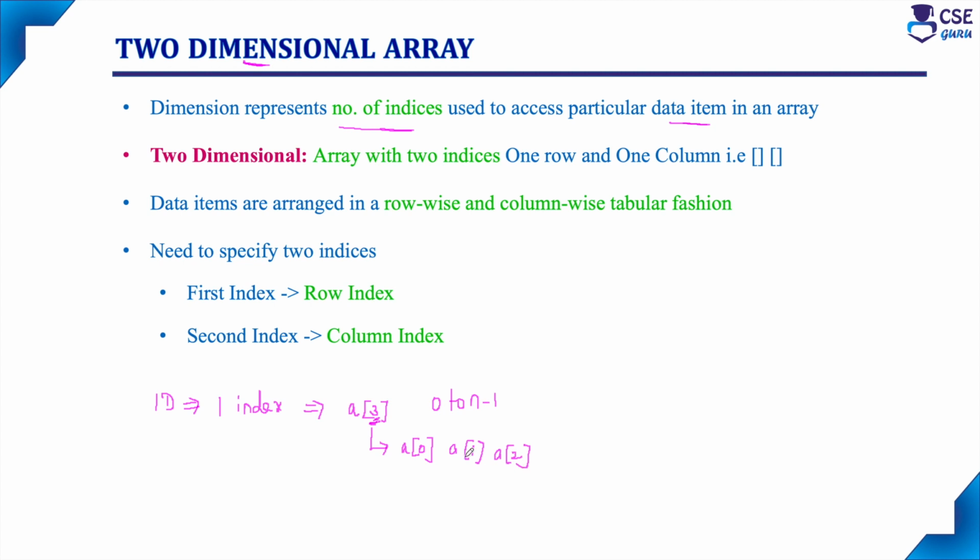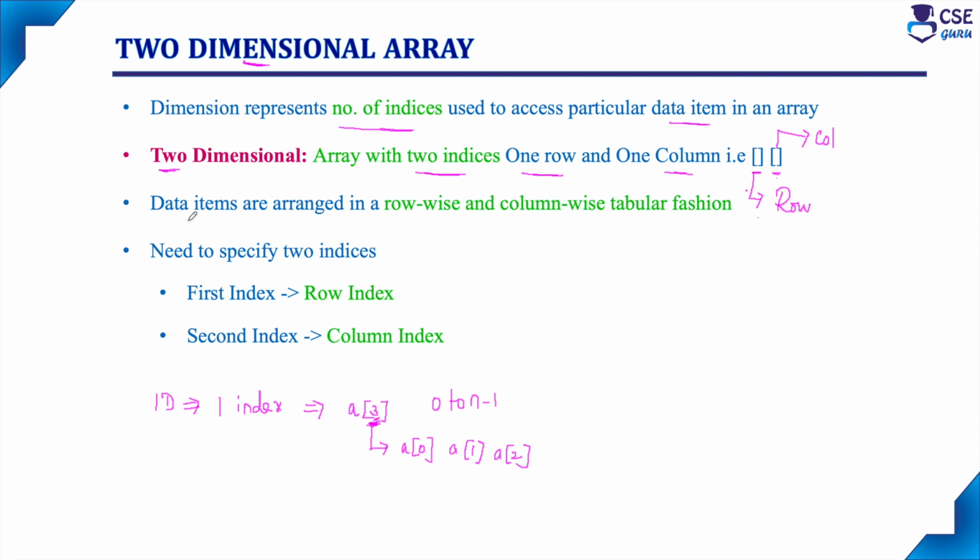So, one-dimensional array means only one dimension, that is, only one index we use to represent. A two-dimensional array is nothing but an array with two indices. In a one-dimensional array, only one square bracket is used to represent the size of the array. In a two-dimensional array, two square brackets we need to specify. The first square bracket is used to represent the row size, and the second square bracket is used to represent the column size.